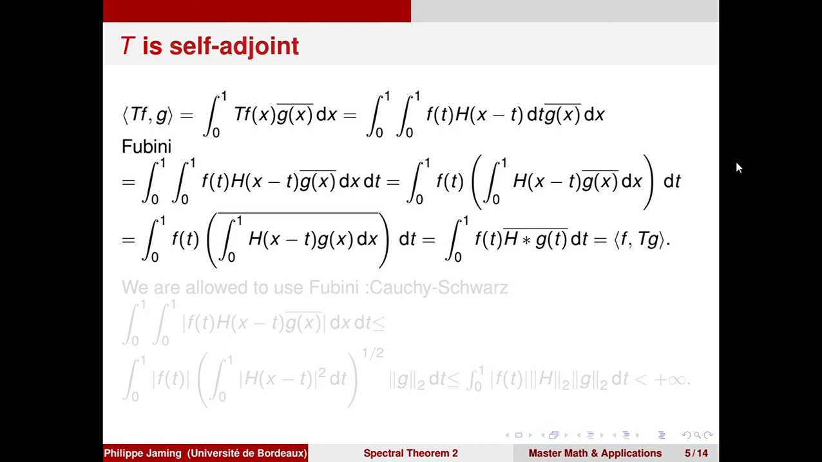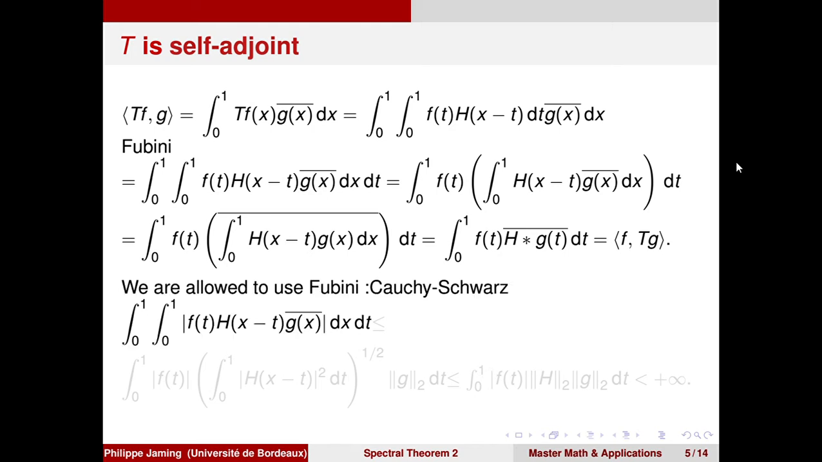You may wonder if you are allowed to use Fubini. Well, the answer is yes, thanks to the Cauchy-Schwarz inequality. What we have to check is that the double integral of f of t, h of x minus t, g bar of x, in modulus, dx dt, is finite.